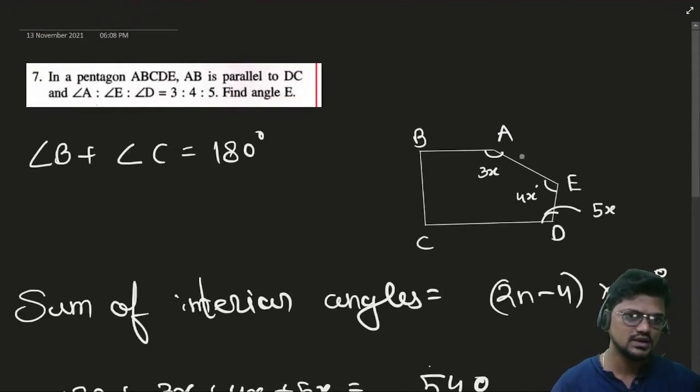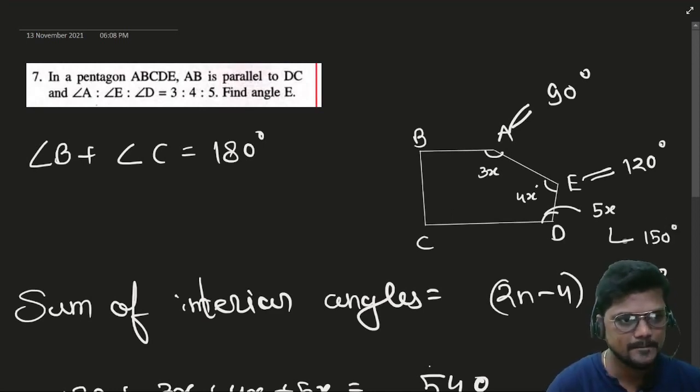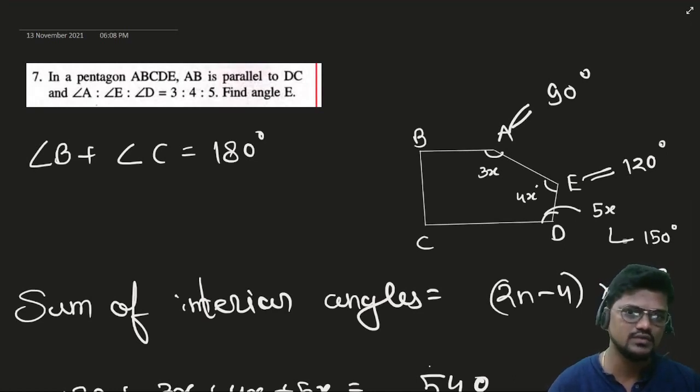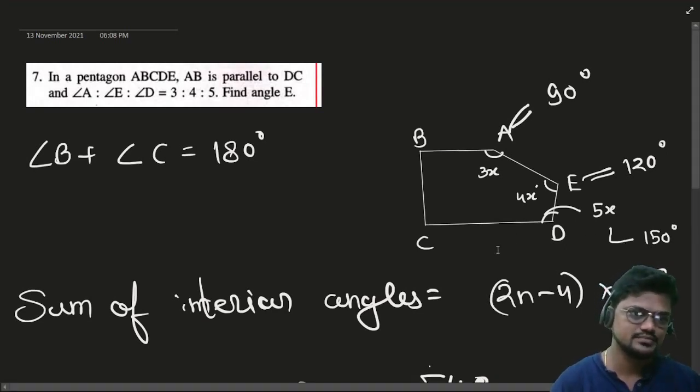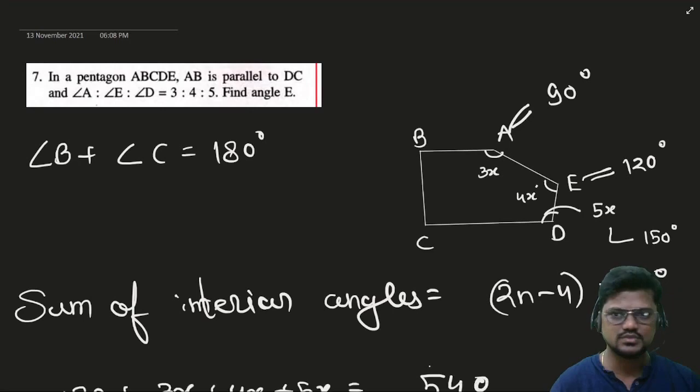So the measure of each angle will be how much? If x is 30, then the measure of angle A will be 90 degree. The measure of angle E will be 4 times 30, that is 120 degree. And the measure of angle D will be 150 degree. Got it? And you can see the sum of all of them will be 540 degree. Understood, everyone? Yeah, clear? Okay, the next problem.